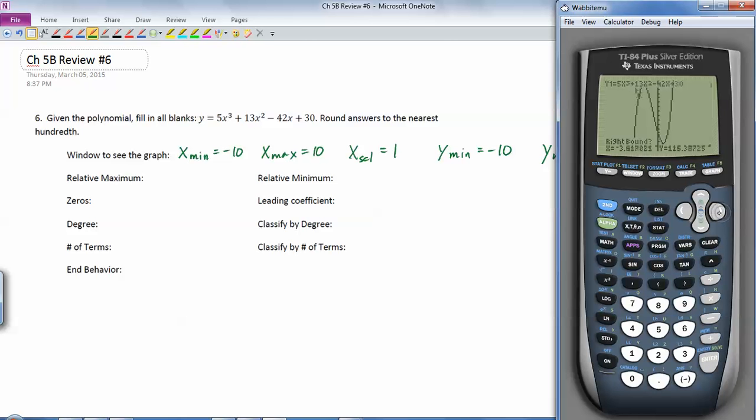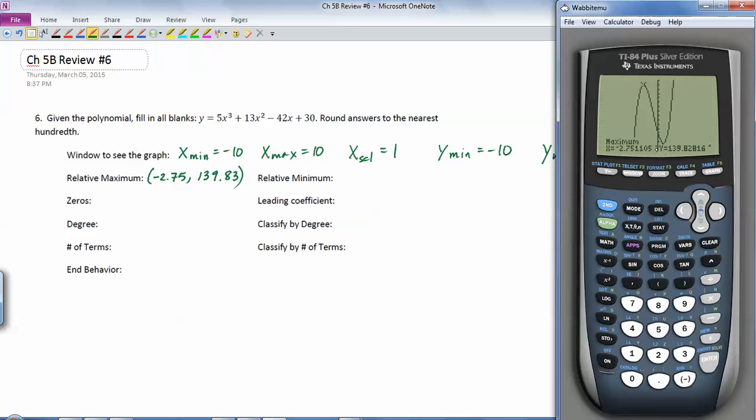And then let me come over to the right side and hit enter, because now it says right bound, and hit enter. And then guess, and we'll just put it somewhere in the middle. That looks like it's close. And I'll hit enter. And the maximum is right here. So relative maximum, round answers to the nearest hundredth. So that would be -2.75, comma, 139.83.